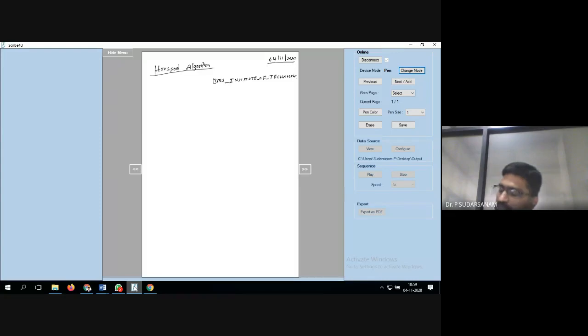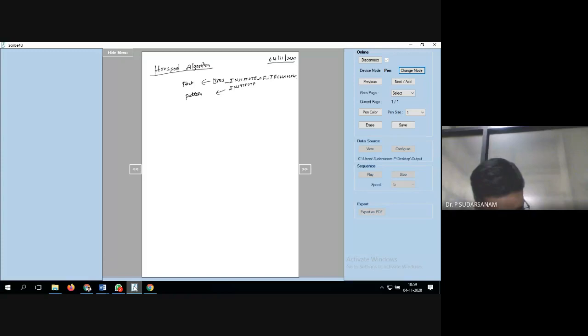BMS Institute of Technology. So I'll take 'institute', this is called the pattern, and this is called the text. We need to take the text and the pattern, and check whether the given pattern is available or not. So now let us write the algorithm for this.